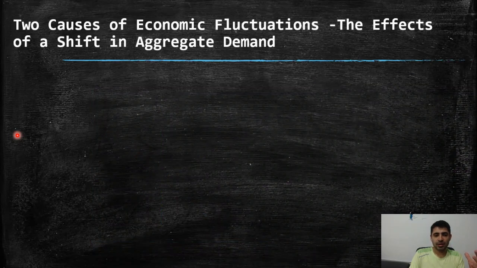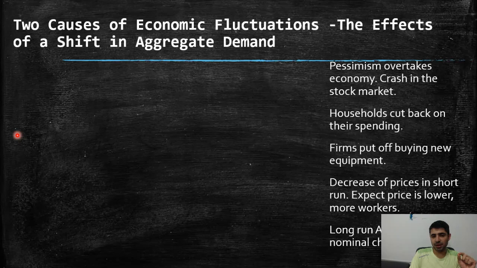So then, the effects of a shift in aggregate demand. Pessimism overtakes the economy, crashing the stock market, like with COVID. Households cut back on their spending, firms put off buying new equipment, which means less investment and a decrease of prices in the short run. Under this situation, the expected price is lower, so they hire more workers, and then the long run aggregate demand shift is a nominal change.